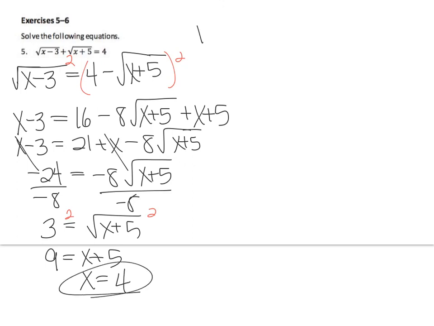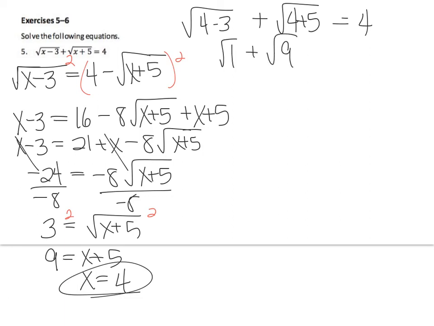Let's check it though. Let's try that again. The square root of 4 minus 3 plus the square root of 4 plus 5 equals 4. 4 minus 3 is 1. The square root of 9 is 3. So 1 plus 3 does in fact equal 4. Yay! All right. Okay, why don't you guys go ahead and try number 6 on your own. I'm going to push pause and work on it myself.